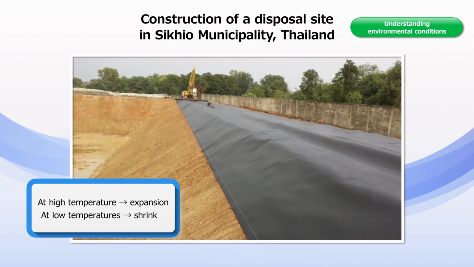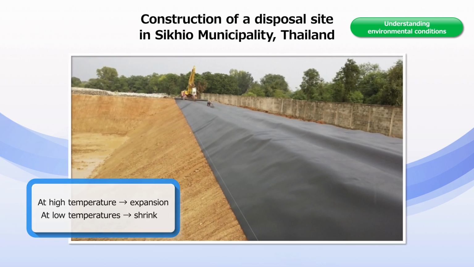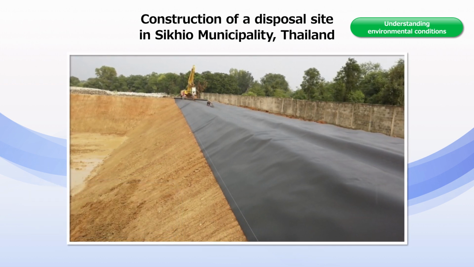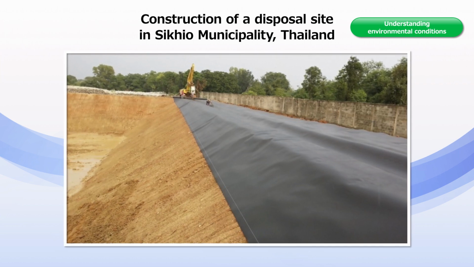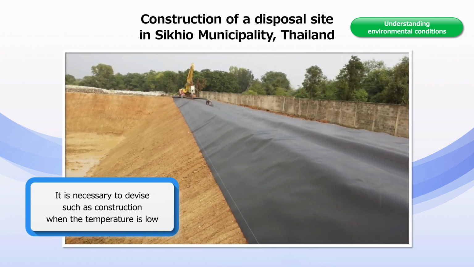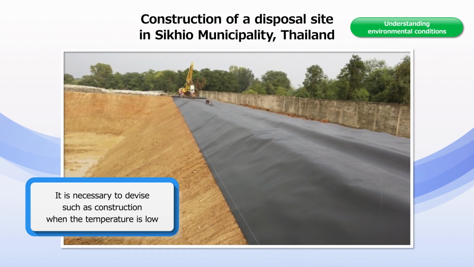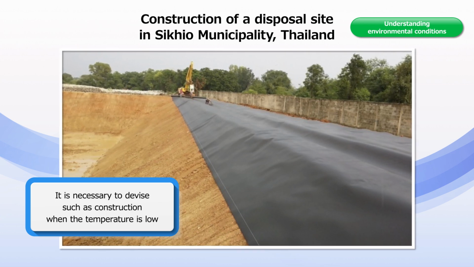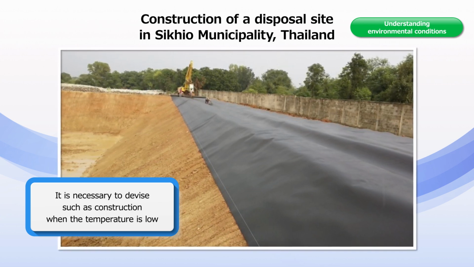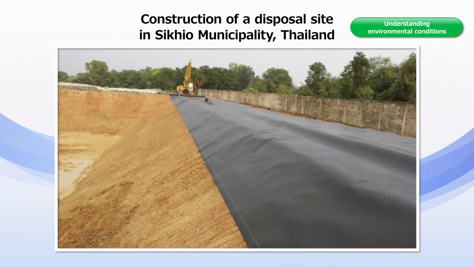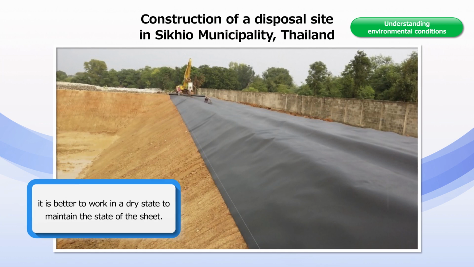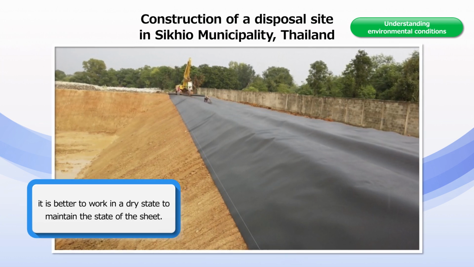If the construction is performed under high temperature conditions, there is a risk that the seepage control sheet will expand or contract when the temperature drops. So, it is necessary to devise construction when the temperature is low. And, avoiding construction when the surface of the seepage control sheet is wet due to rain, it is better to work in a dry state to maintain the state of the sheet.